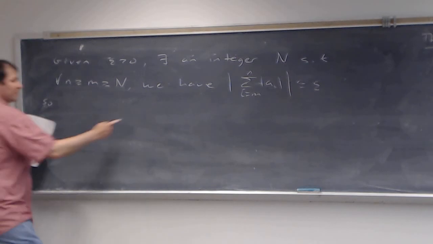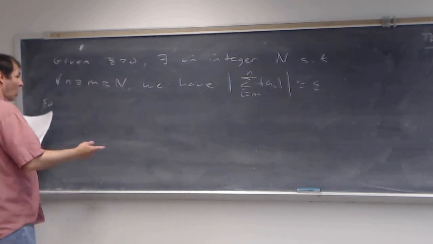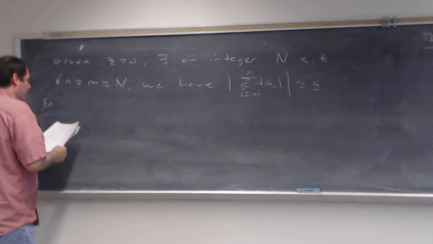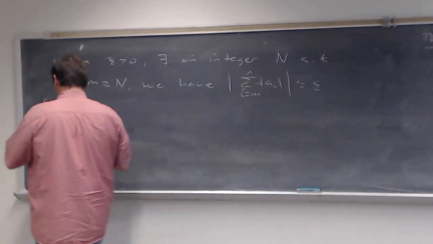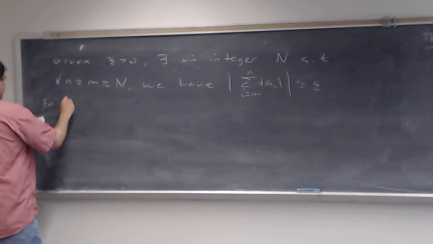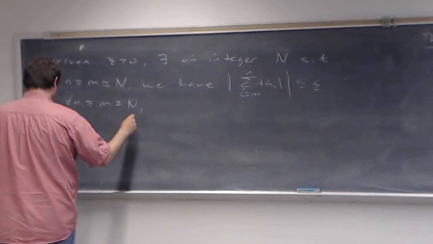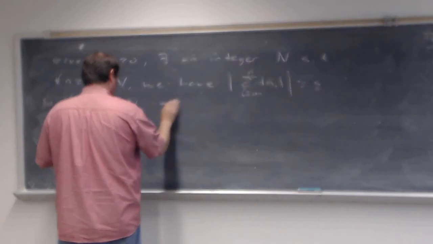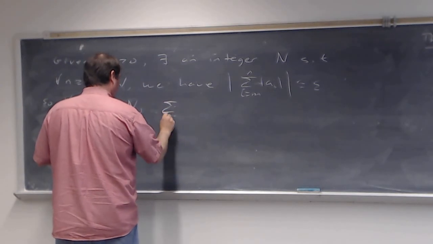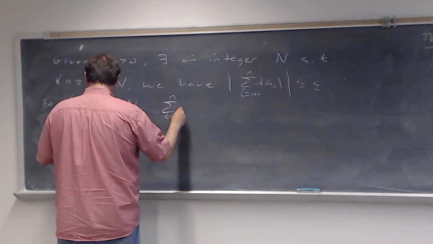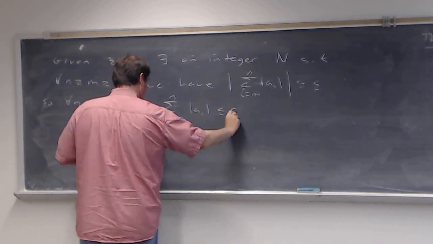So here, this outer norm isn't playing any role because these guys are just going to be sums of positive numbers. And so what we have is, for all n greater than or equal to m greater than or equal to this big N, this sum as i runs from m to n of the norms of the a sub i will be less than or equal to epsilon.